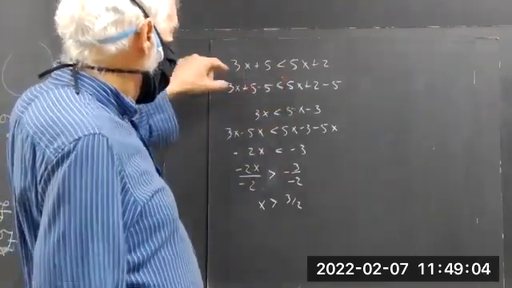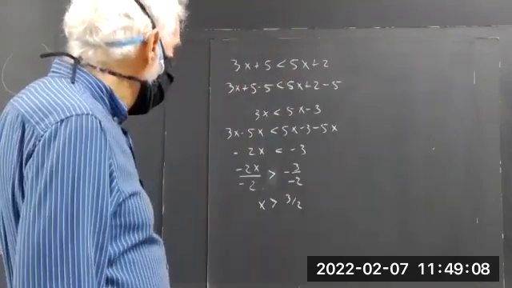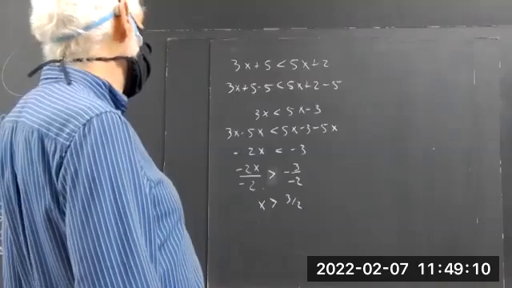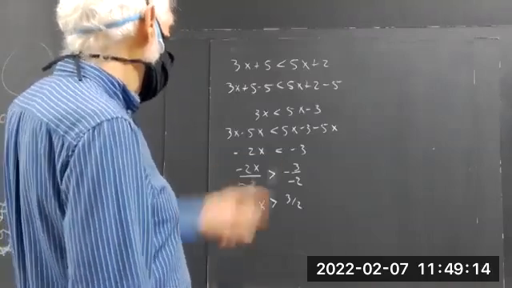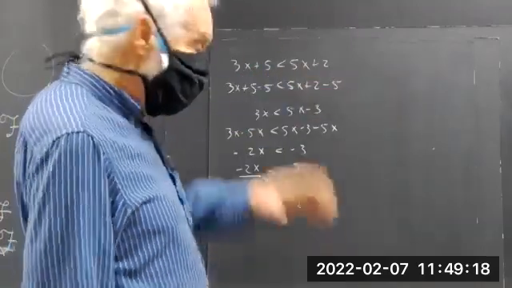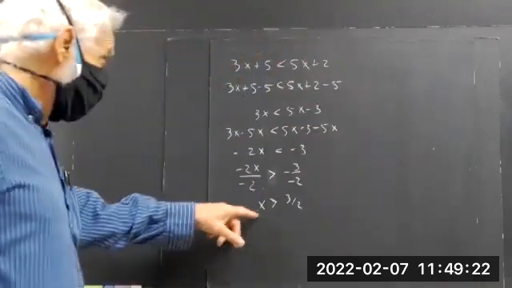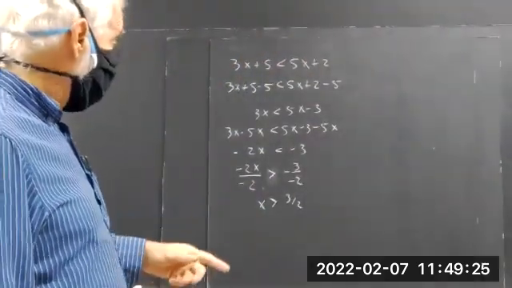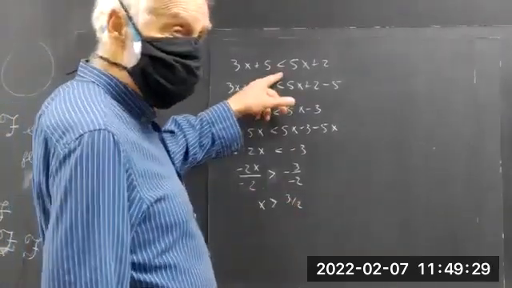Now to check that, if x equals 3 halves, 3 times 3 halves is 9 halves plus 5, so it's 9 halves plus 10 halves, which is 19 halves. And this is 15 halves plus 4 halves, which is 19 halves, right? So it works. If x equals 3 halves, these are equal.